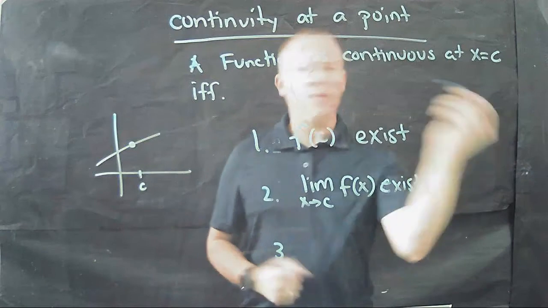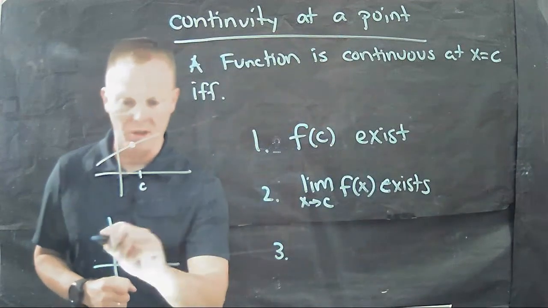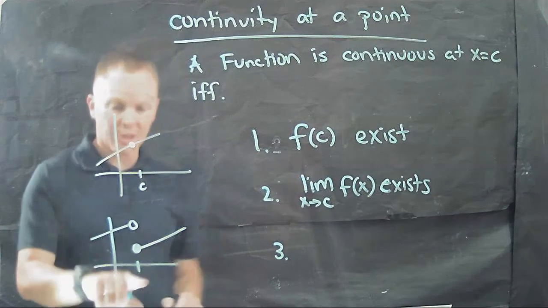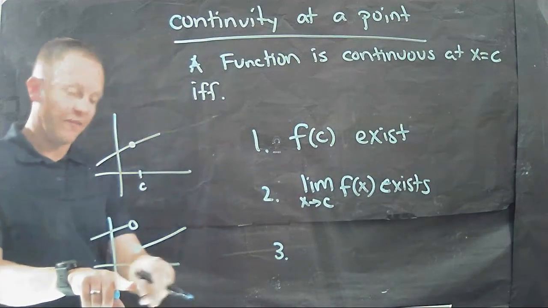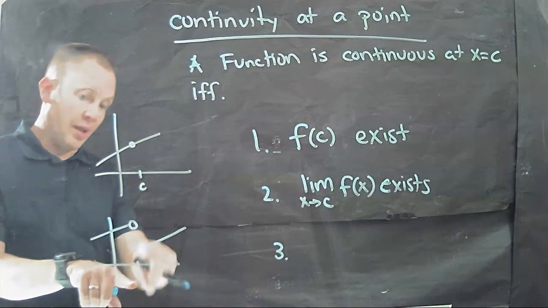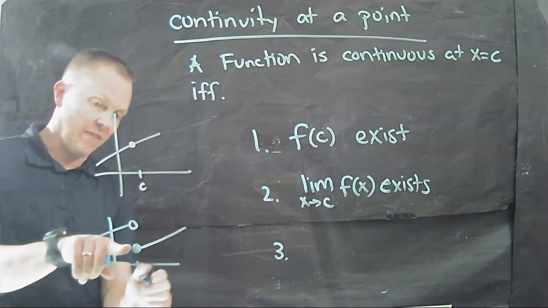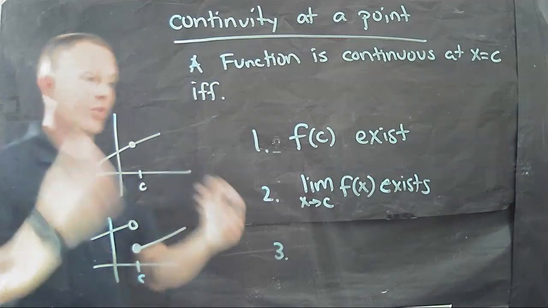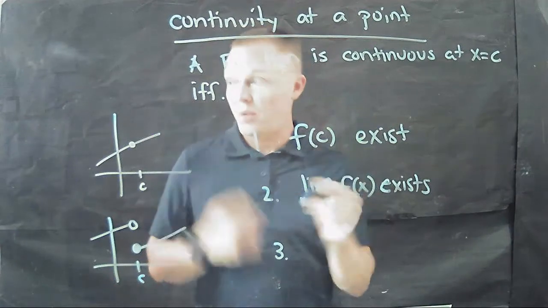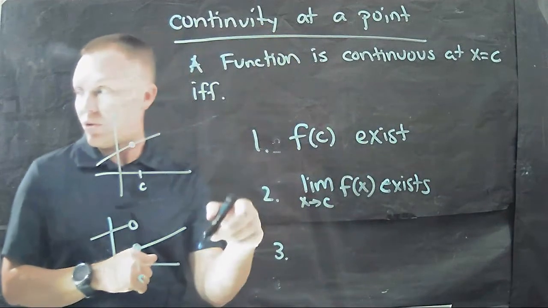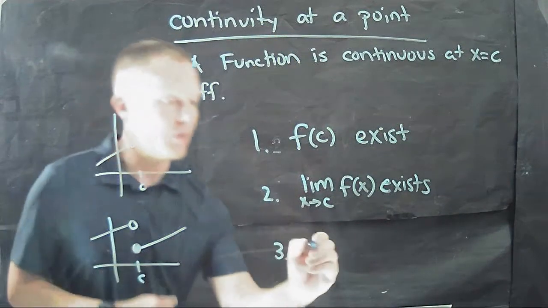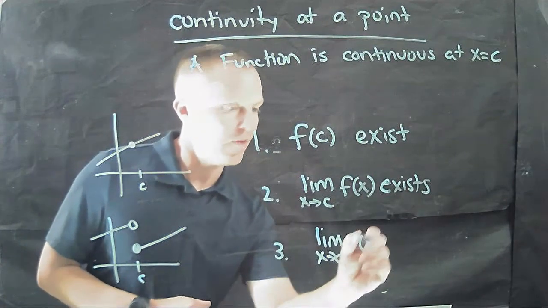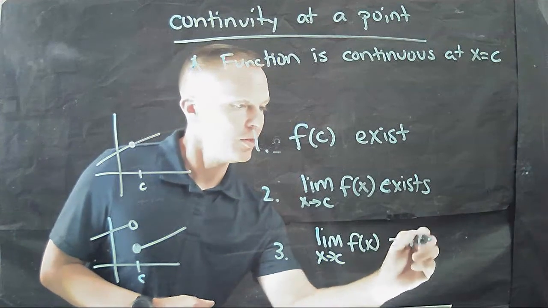So what does that mean? Well, if your limit exists, you can't have something that looks like this. See, here's an example of a function where f of c exists, that value right there has a dot, but the limit doesn't exist. And the third thing for there to be continuity at a point is that these two things have to be equal: the limit as x goes to c of f of x equals f of c.